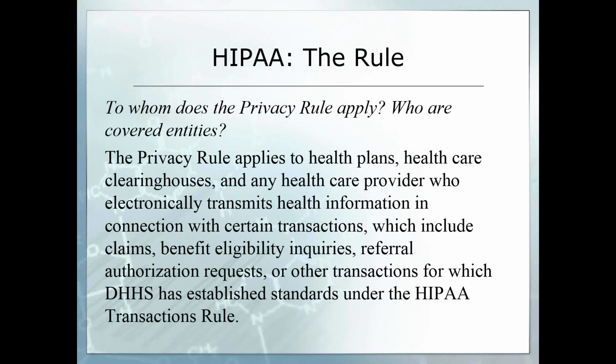Okay? To whom does the privacy rule apply? The HIPAA privacy rule applies to health plans, healthcare clearinghouses, and any healthcare provider who electronically transmits health information in connection with certain transactions, which include claims, benefits, eligibility inquiries, referral authorization requests, or other transactions for which DHHS has established standard rules under the HIPAA transactions rules. HIPAA is a law. HIPAA has regulations, it has standards, it has rules.